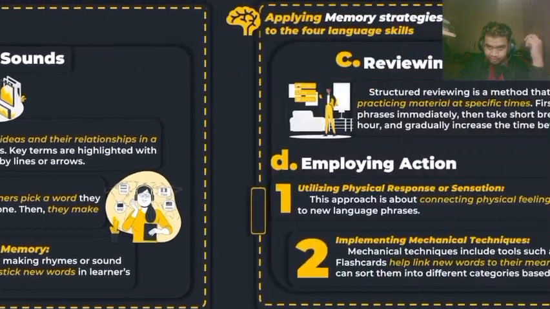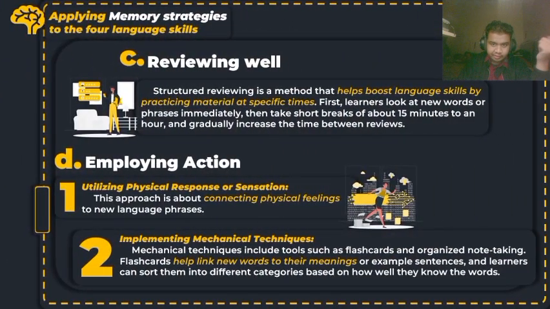Now, moving to the next one, we got C. Reviewing well. Structured reviewing is a method that helps boost language skills by practicing materials at specific times. As for the first one, learners look into new words and phrases immediately, then take short breaks of about 15 minutes to an hour and gradually increase the time between reviews.